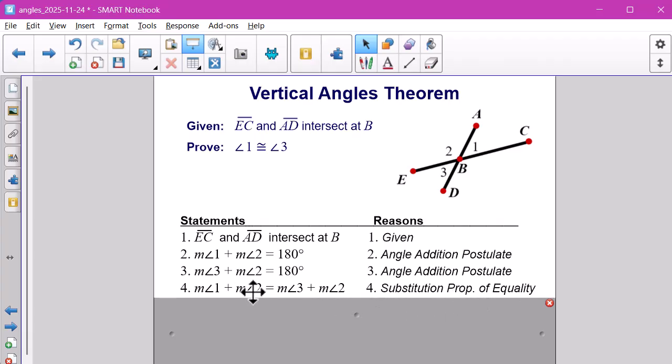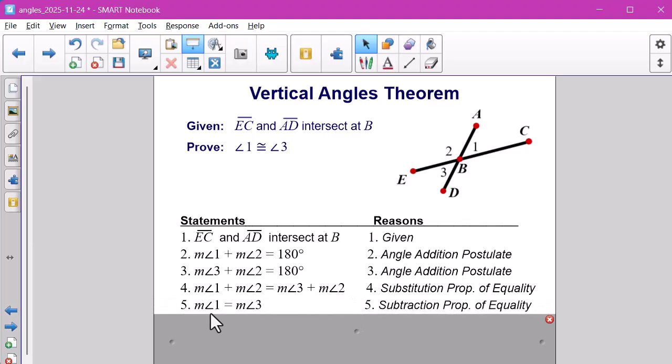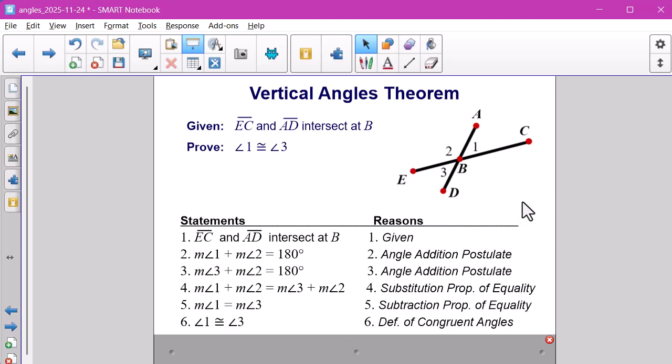And then notice we have the measure of angle 2 on both the left and right side of the equation. So we can subtract the measure of angle 2 from both sides, leaving us with the measure of angle 1 is equal to the measure of angle 3. And then by the definition of congruent angles, we have that angle 1 is congruent to angle 3. And we have proven that the vertical angles theorem is indeed true.